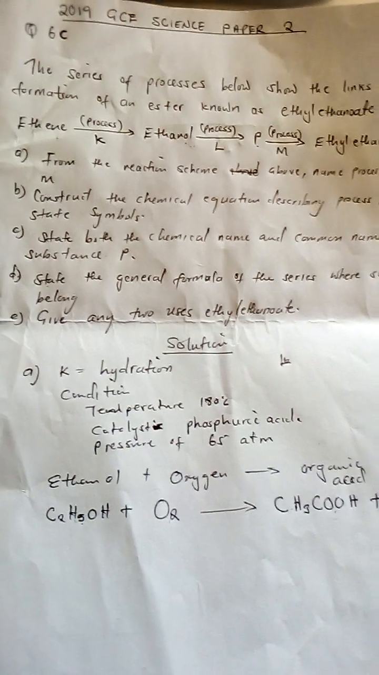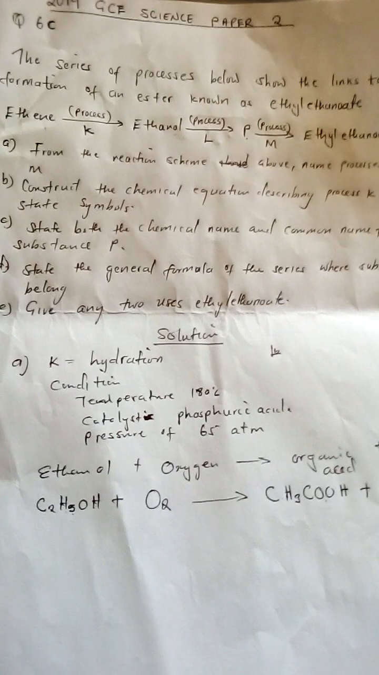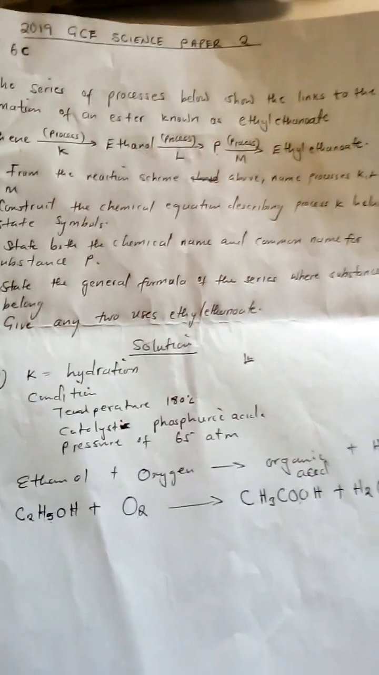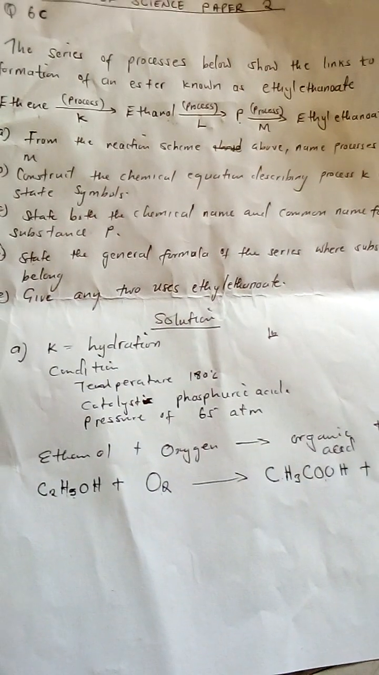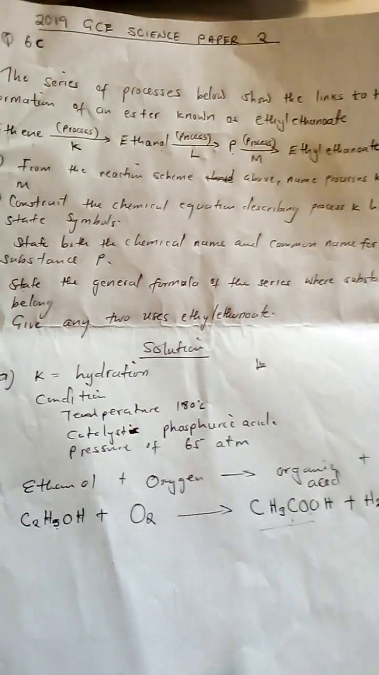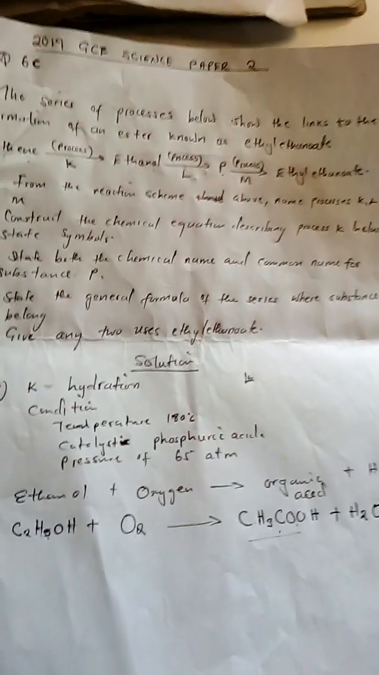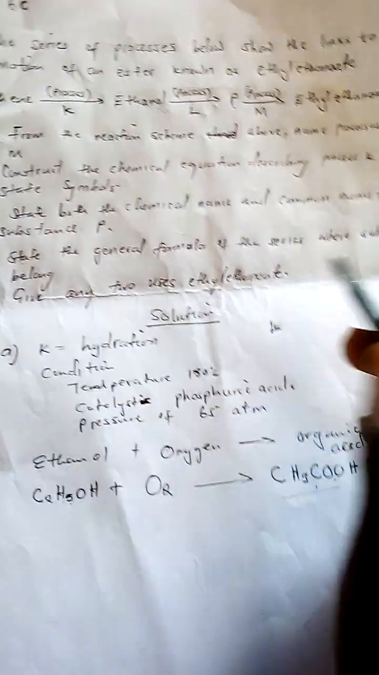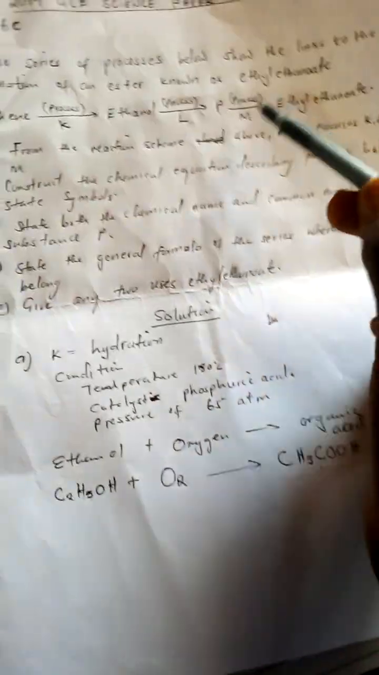So we are saying that when we react ethanol plus oxygen, what we are producing is an organic acid. For instance, in this case we have this one. And what kind of organic acid is this? It is called ethanoic acid. So this is the substance P that we are going to produce there.